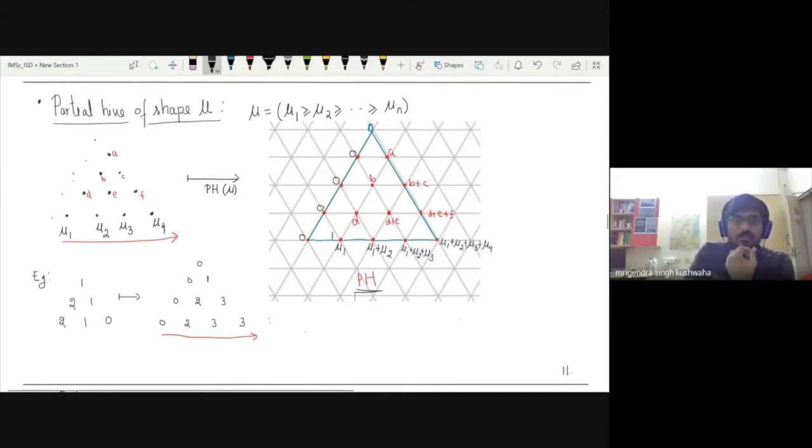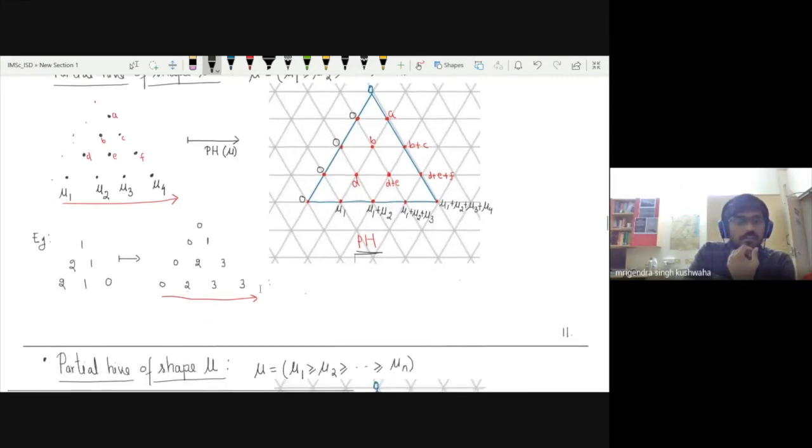So you can go forth and back from both. For example, if you have this GT pattern 2, 1, 0 and 2, 1 and 1, this is the partial hive of it. It just means you can go by this rule and see that.